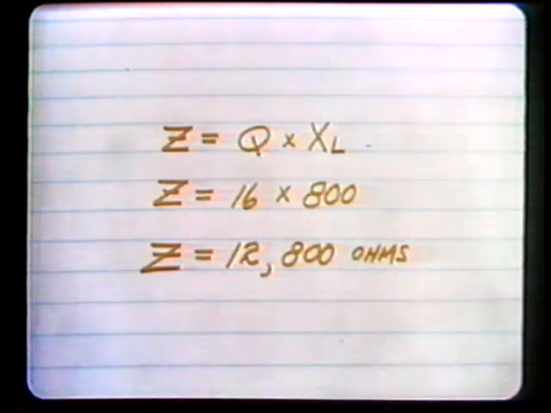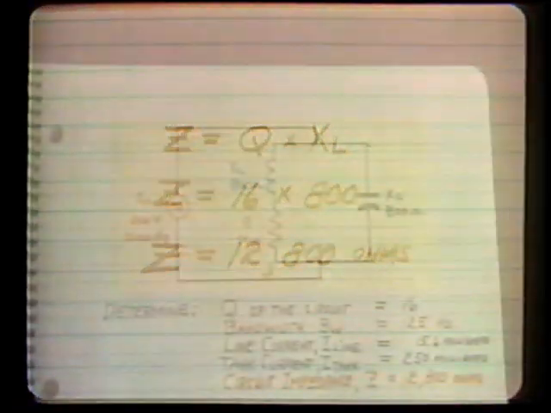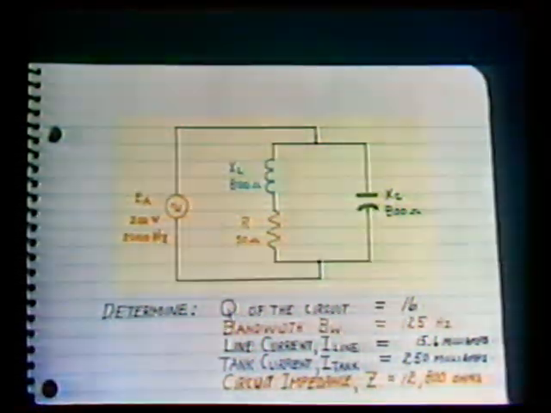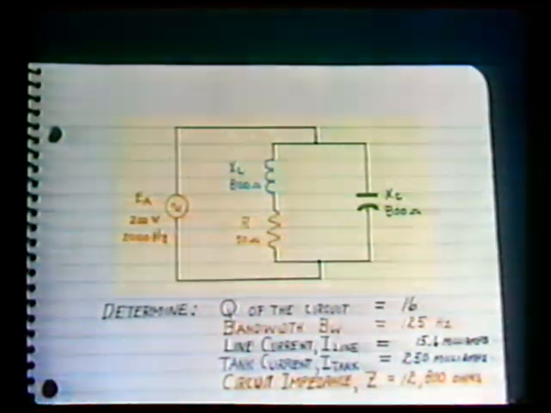To determine the impedance of the circuit, Z equals Q times XL. Z equals 16 times 800. Impedance Z equals 12,800 ohms. By first determining the Q of the circuit, solving for bandwidth, line current, tank current, and circuit impedance was made easy.